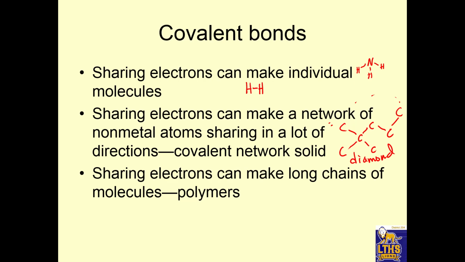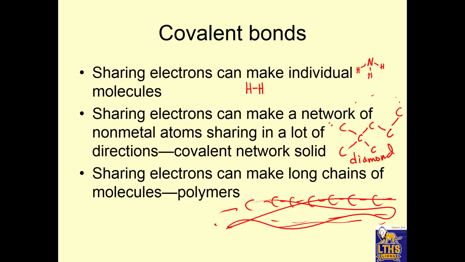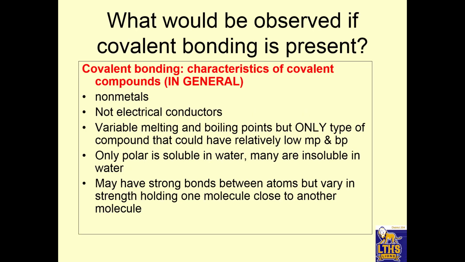Sharing electrons can make long chains of molecules like polymers: share, share, share, on and on and on. And then you get the spaghetti, and this is a loose technique. Okay. What would you see with compounds and molecules that are sharing electrons?